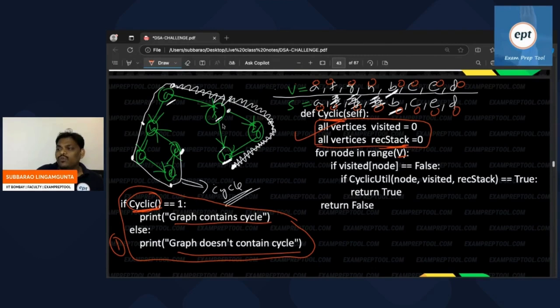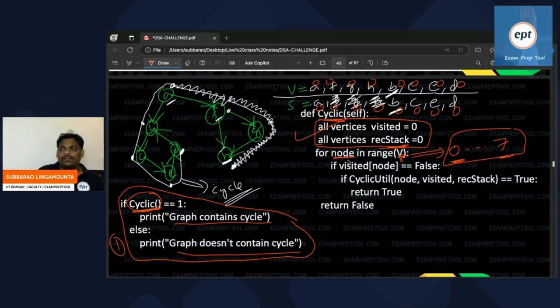Suppose the number of vertices is 8. For node in range v, it will go from 0 to 7, node 0 to node 7. So the initial node is 0, the next one is 1, the next one 2, and so on.